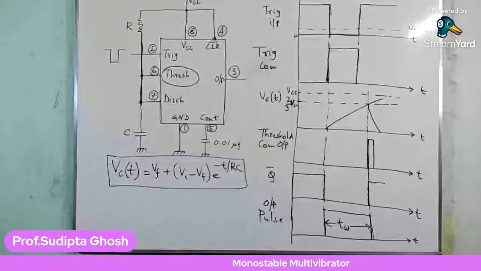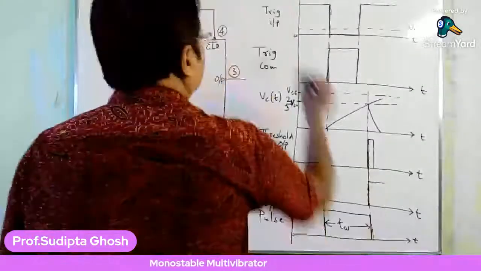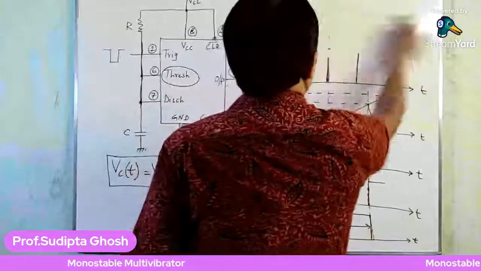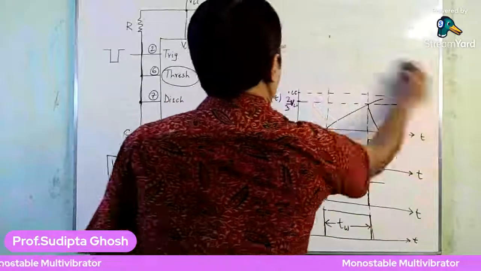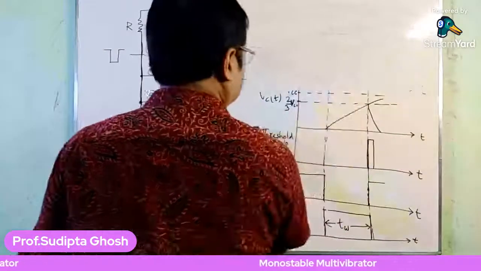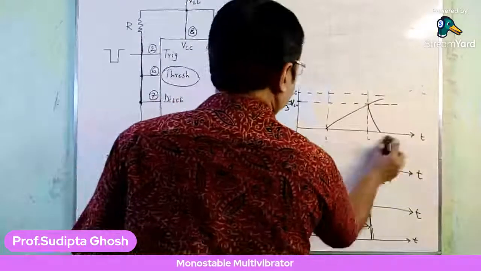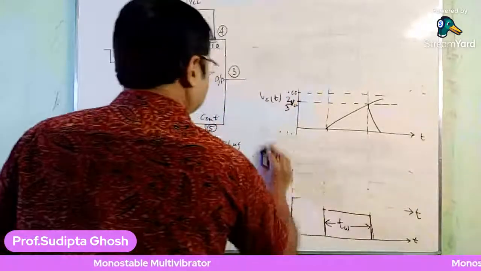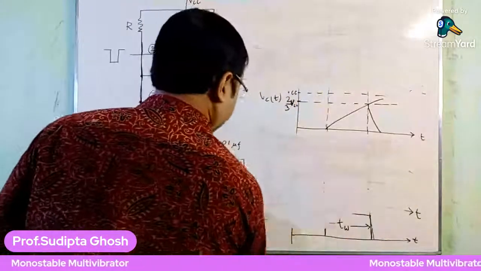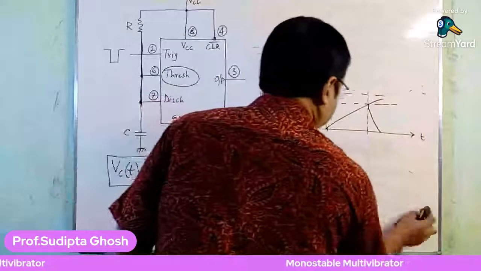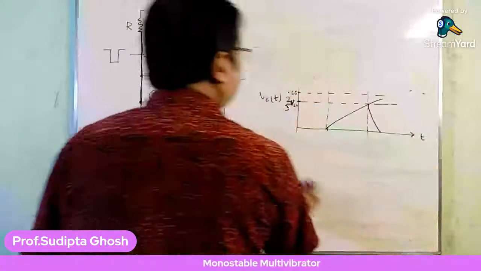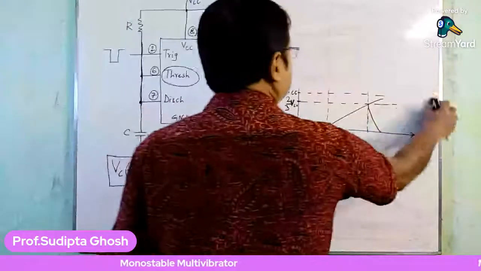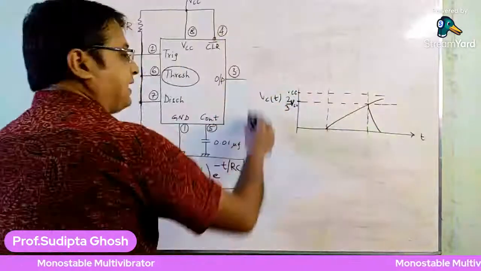So here we are going to, let's remove this. Let's remove this also. So just remember that here to calculate the value of TW, we actually depend on this capacitor waveform.